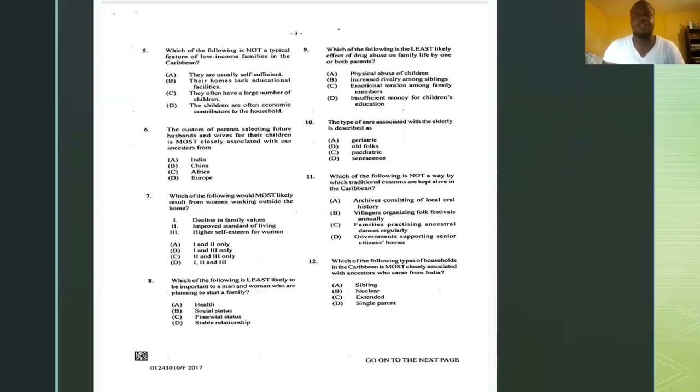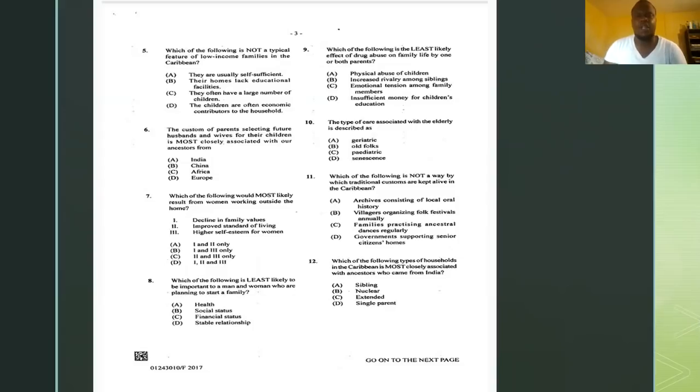Number 10, the type of care associated with the elderly is described as A, geriatric, B, old folks, C, pediatric, or D, senescence. That's pretty easy. So the answer for number 10 is D, senescence.